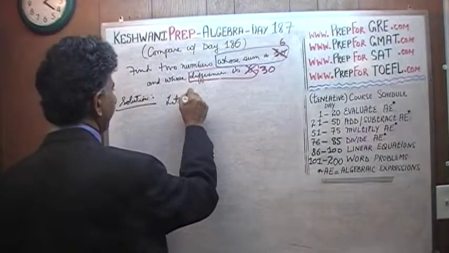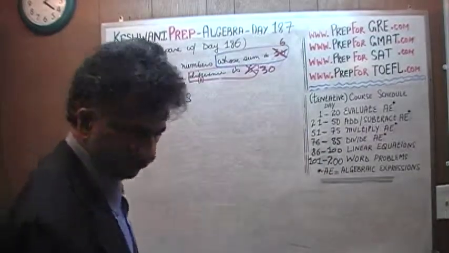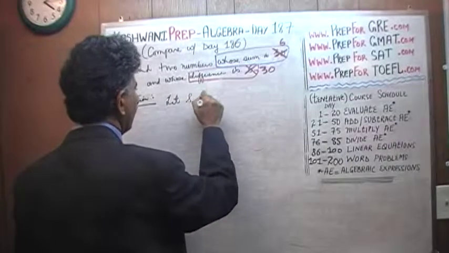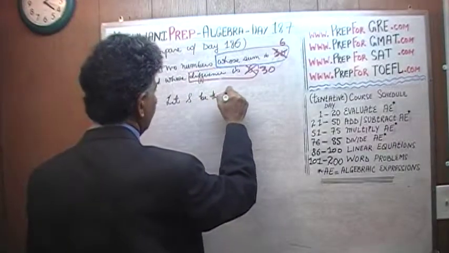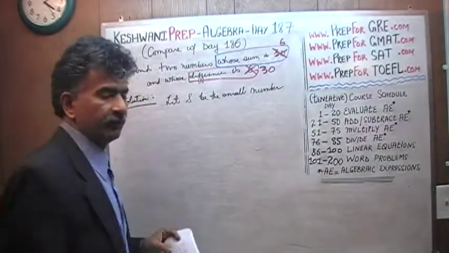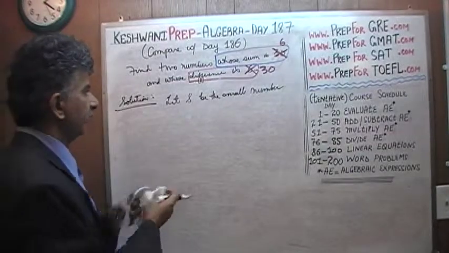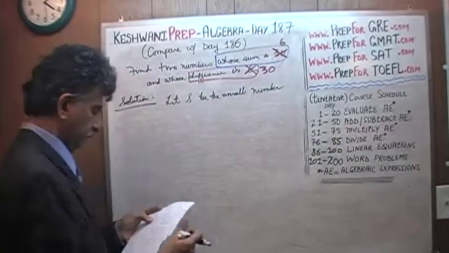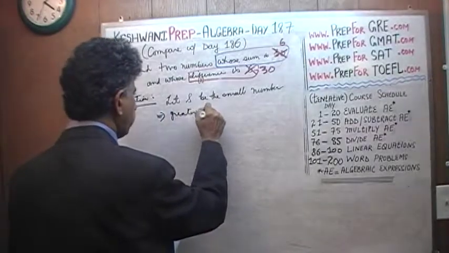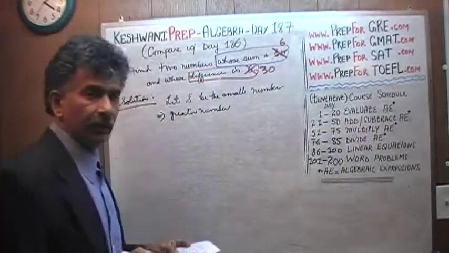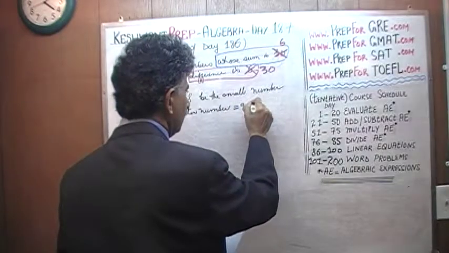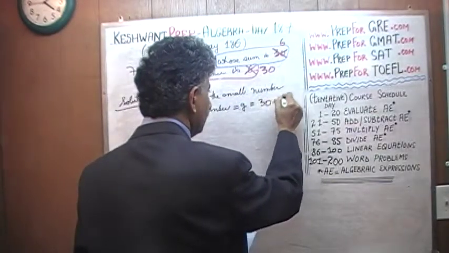Let S be the small number. See, we have a small number and a large number. That would imply that the greater number would have to be 30 more than S, 30 more than the small number. Greater number, let's call it G, would have to be 30 more than the small number.